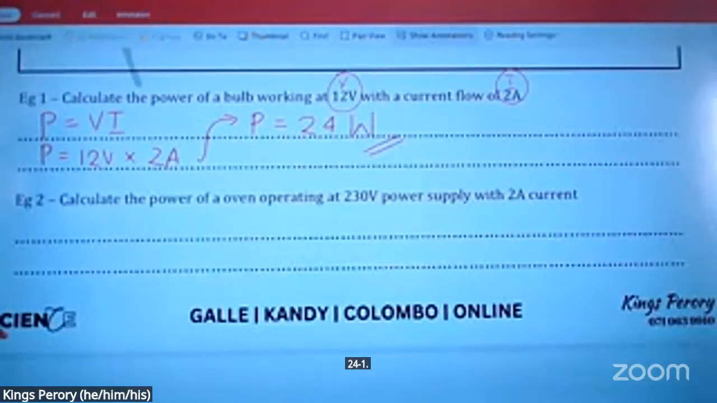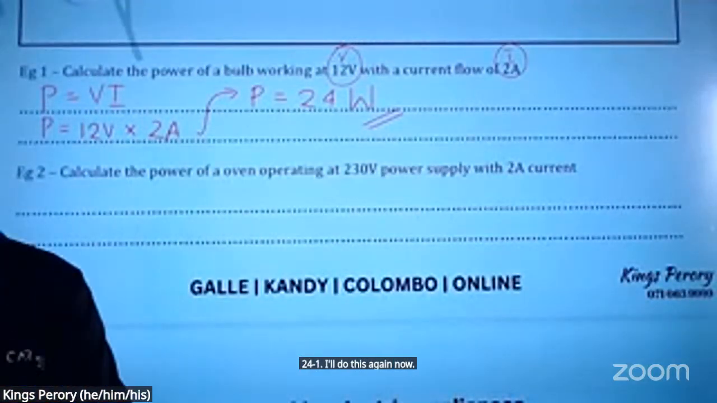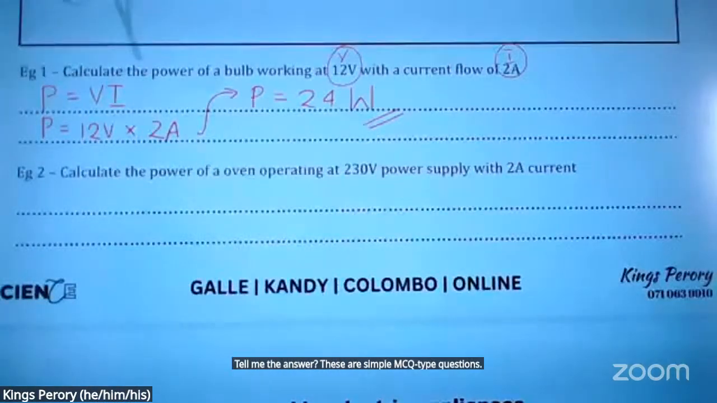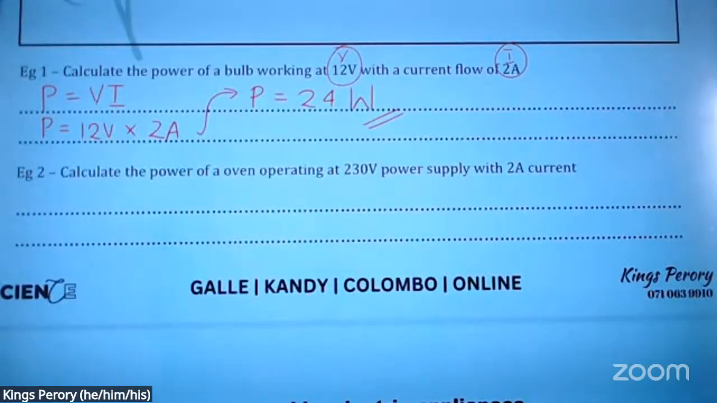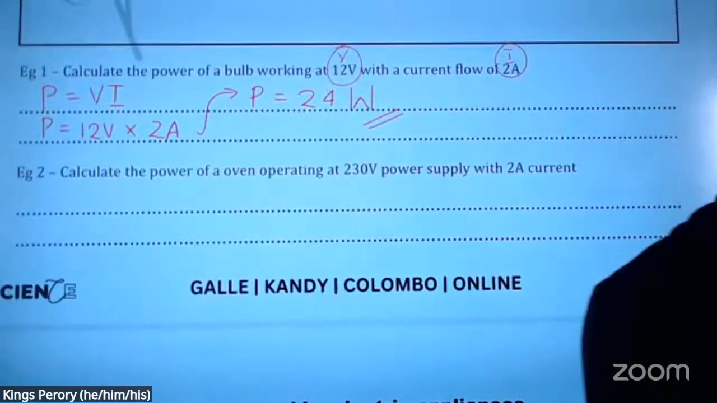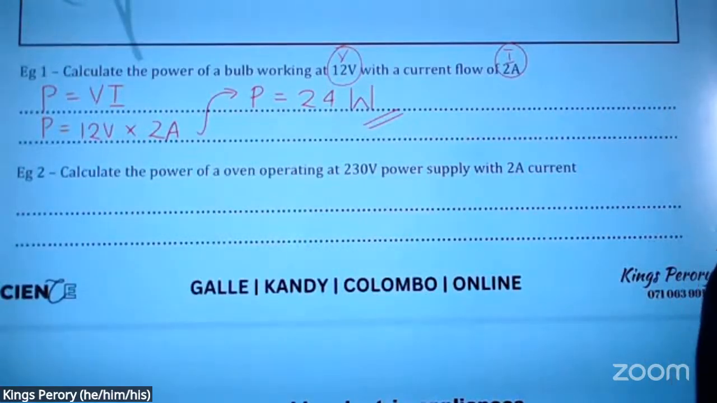I'll do the second one. Send me the answer. These are simple MCQ type questions. Do send me the answer.